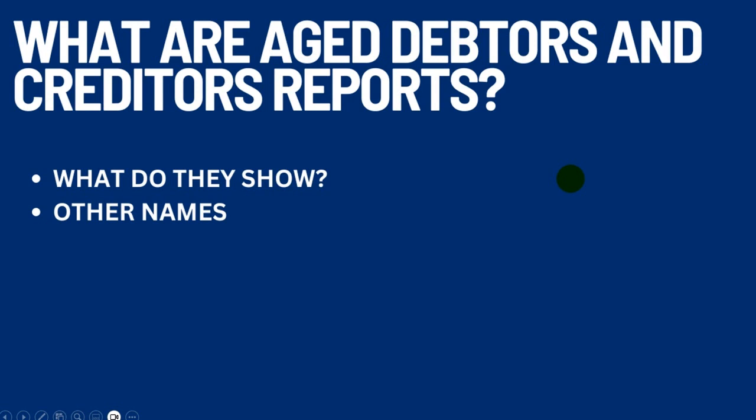Let's jump right in. Aged debtors reports sometimes are referred to as accounts receivables reports. So the aged debtors report can also be called the accounts receivables report. The aged creditors report can be called or named the accounts payables report. So you might know them by those names rather than aged debtors and aged creditors.